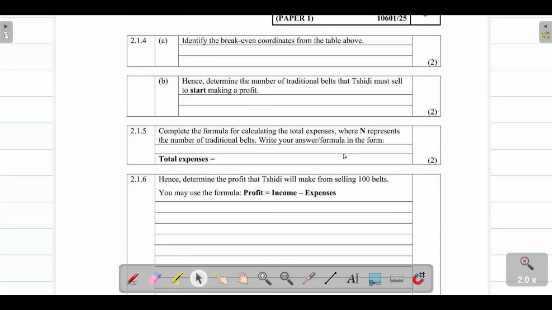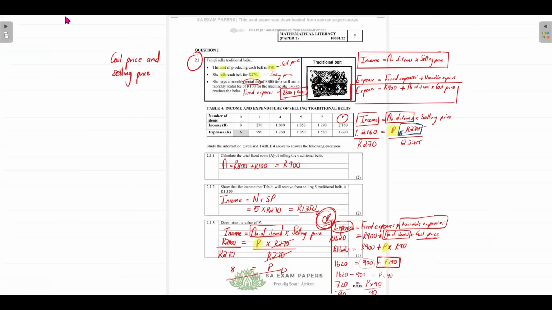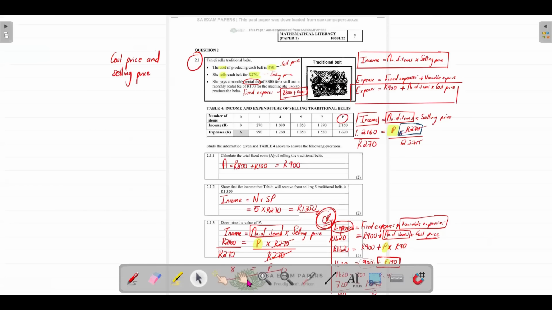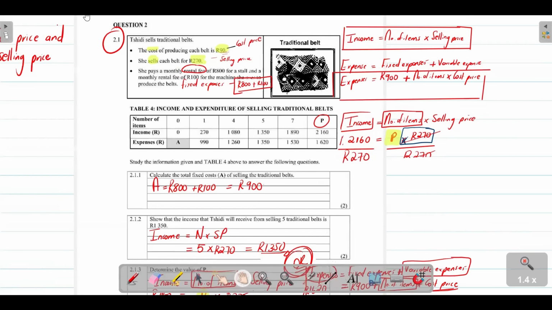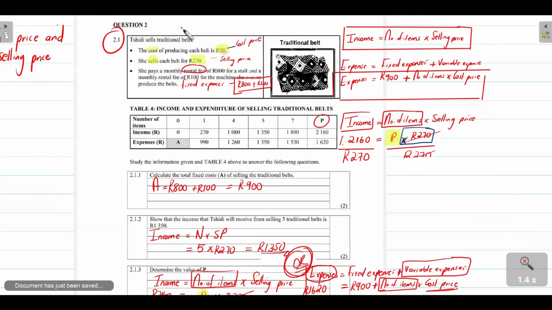All right. So not last week, on Monday, we had started this question 2.1. And remember, when we were looking at question 2.1, I had mentioned that question 2.1 basically deals with your cost price and selling price. Remember, I spoke about these three formulas that you need to know off by heart.